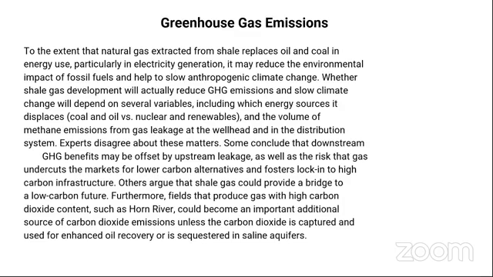Experts disagree about this matter. Some conclude that downstream greenhouse gas benefits may be offset by upstream leakage, as well as the risk that gas may undercut the market for lower carbon alternatives and foster lock-in to high carbon infrastructure. Others argue that shale gas could provide a bridge to a low carbon future. Furthermore, fields that produce gas with high carbon dioxide content, such as Horn River, could become an important additional source of carbon dioxide emissions unless the carbon dioxide is captured and used for enhanced oil recovery or is sequestered in a saline aquifer.